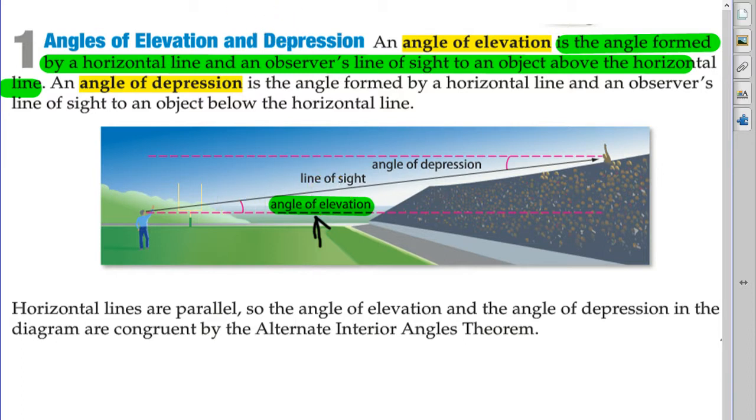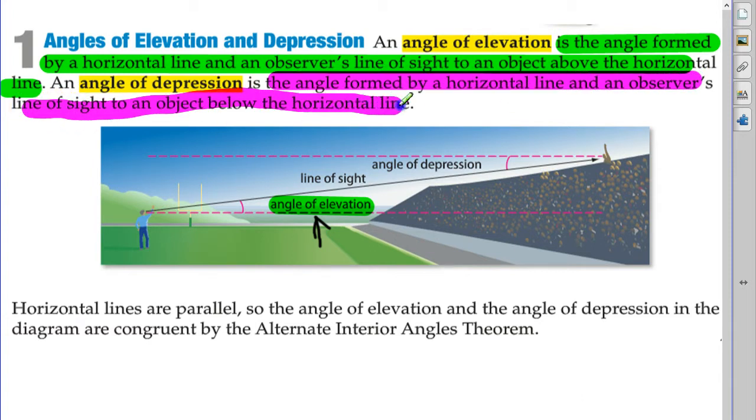Now the angle of depression, that is the angle formed by the horizontal line and an observer's line of sight that is below the horizontal line. So here's that horizontal line right here that they're talking about. So basically, for this drawing, it'd be the person up in the stands. They're horizontal. And then the angle of depression is the angle formed between the line of sight and below that horizontal. So it's this line here, this angle, and now this line of sight again.